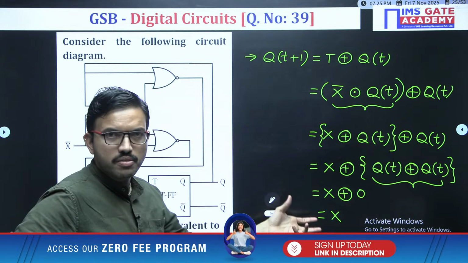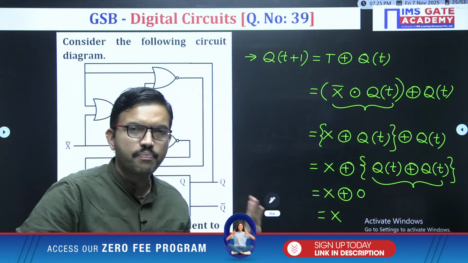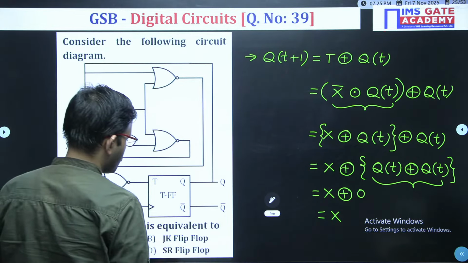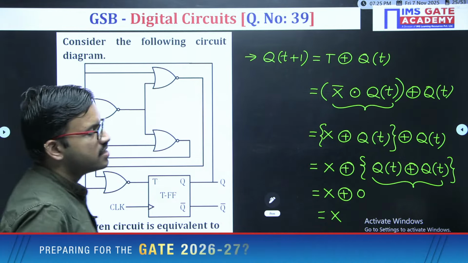So after doing the simplification, we got the characteristic equation as Q of T plus 1 equal to X. That is matching with what? D flip-flop. If X equal to D, then it is D flip-flop. So option C is the correct answer. Okay. Option C is the correct answer.